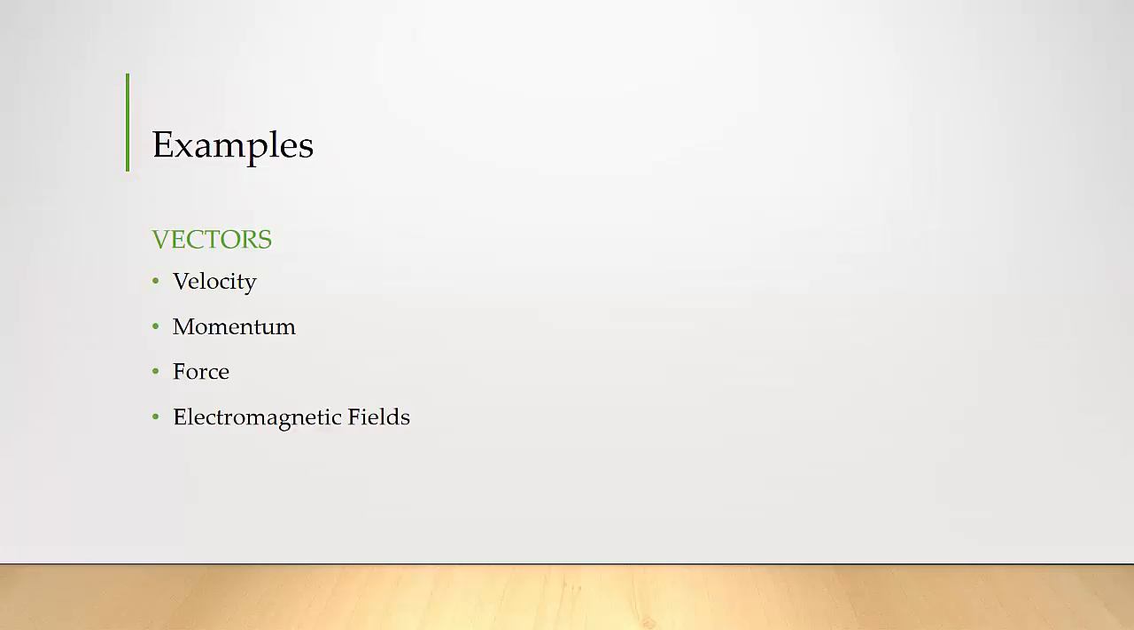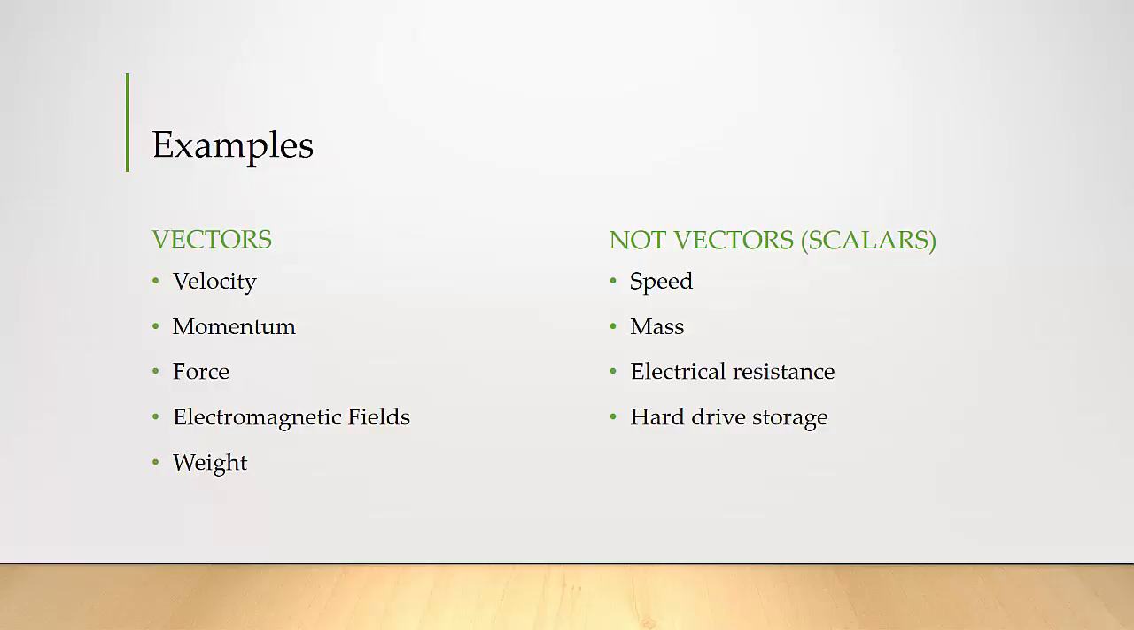If we look at some examples from physics and engineering, vectors are often used to denote velocity, momentum, force, electromagnetic fields, and weight. These have both a magnitude component and a direction in which the force or the velocity is headed. Now, if there isn't a directional component, these are often referred to as scalars. So speed, for instance, if I'm going 30 kilometers an hour, that's just a quantity and doesn't tell you where I'm going. Mass, electrical resistance, hard drive storage, population, these are all just numbers and not vectors.